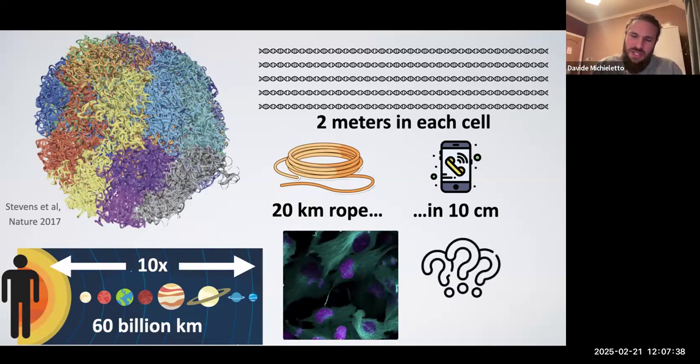So there is a way in which nature has overcome this, and we want to essentially understand what it is and perhaps also learn from it to make new materials. This is why we're also interested in materials that change topology.